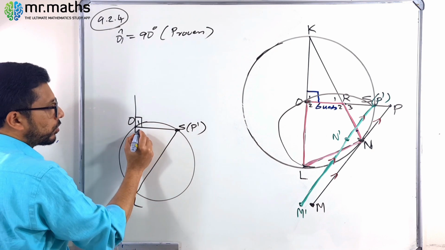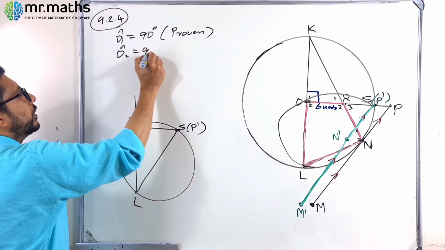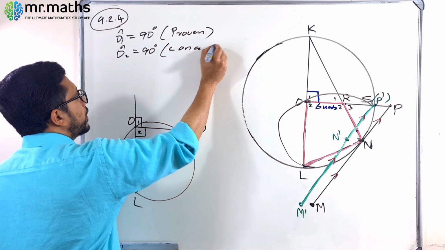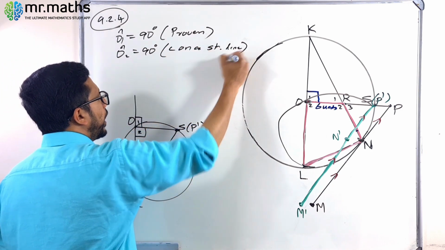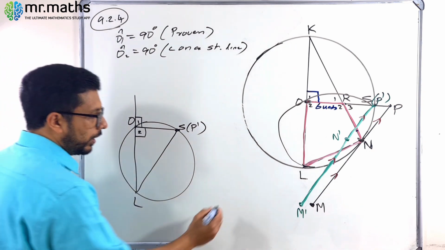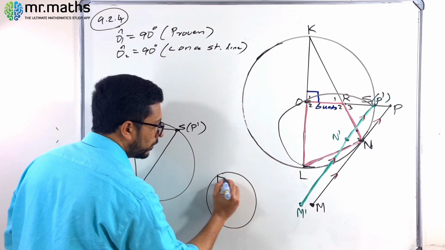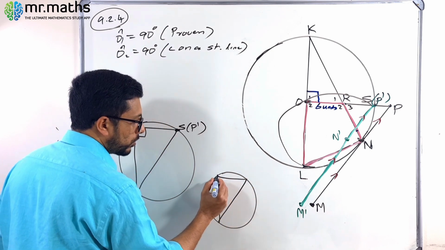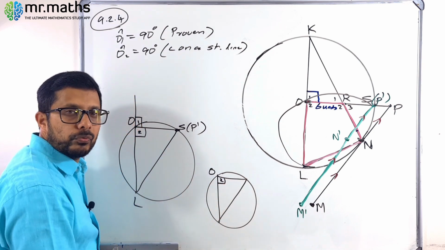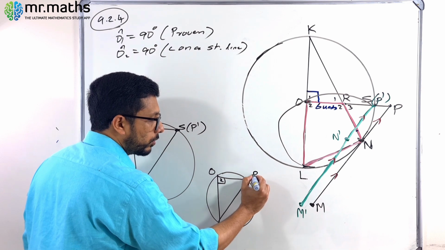Am I right? Okay, so what about O2? Therefore O2 is also 90 degrees. What is the reason? Angle on a straight line. So that one is also 90 degrees. Now look at this one here. Let me draw it once more. If this angle O2 is 90 degrees, and for a tangent, they are saying that tangent is passing through P dash or S.